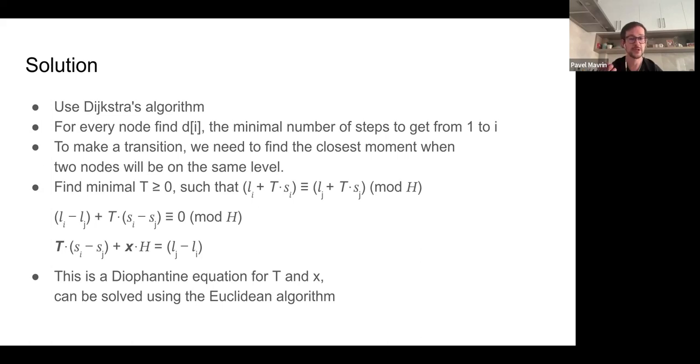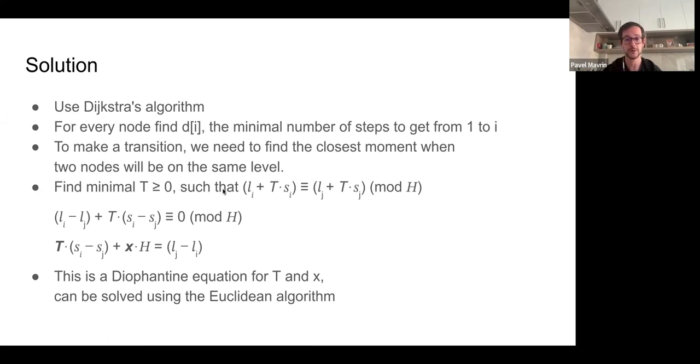And every time, like Dijkstra works, we take the minimal value of d_i and try to make transitions from this node to all other nodes, and so on. Every time, take the minimal element, make transitions from it, and so on. So how to make transitions? That's the tricky part. To make transitions, we need to find the closest moment when two platforms have the same level.